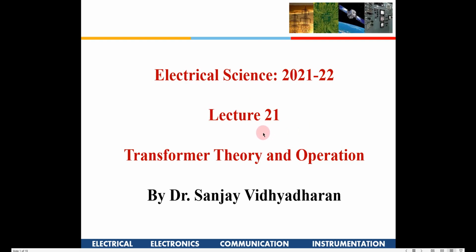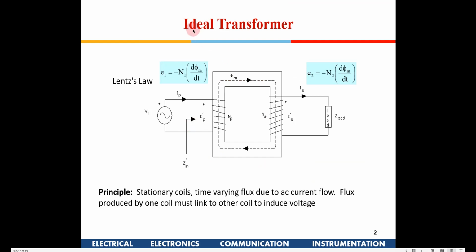So in today's lecture, we are just going to learn about transformer theory and its operation. An ideal transformer is something like this. You will have a magnetic core. You will have a coil on one arm, which is known as the primary coil, where you have a source connected, and you also have a secondary coil wherein you have a load which is connected here.